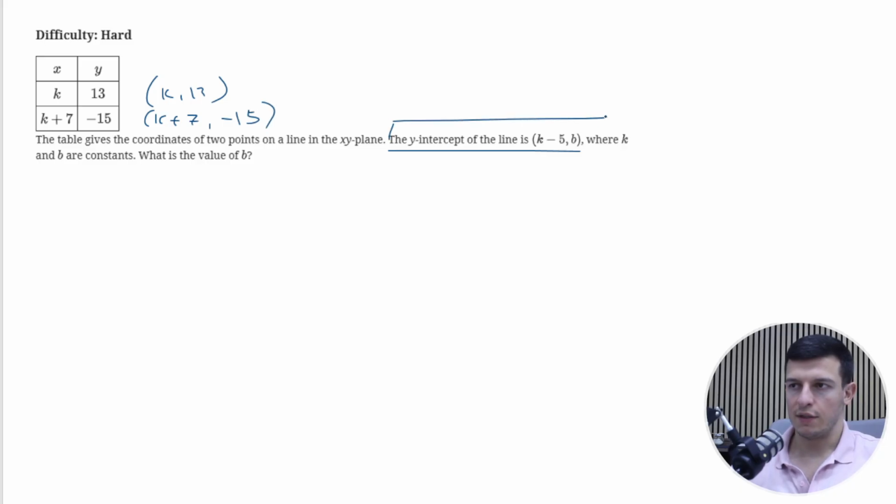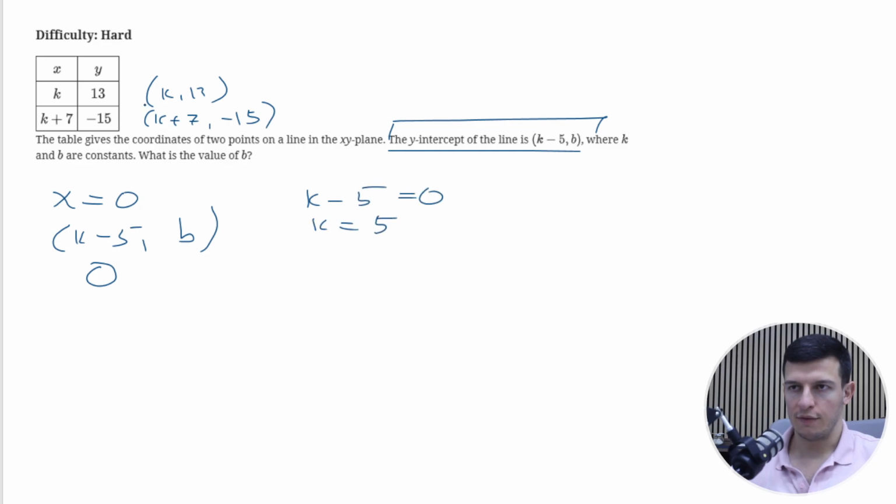Now, this one here is a big tell of where to start. We know y-intercept means x is equal to 0, right? And the question says the y-intercept of the line is (k minus 5, b). So if it's a y-intercept, k minus 5 needs to be 0. So k minus 5 has to be equal to 0. K is equal to 5. Now I can plug it into the original points, which means I'll have (0, 13) as my point, and (5 plus 7, which is 12, negative 15).